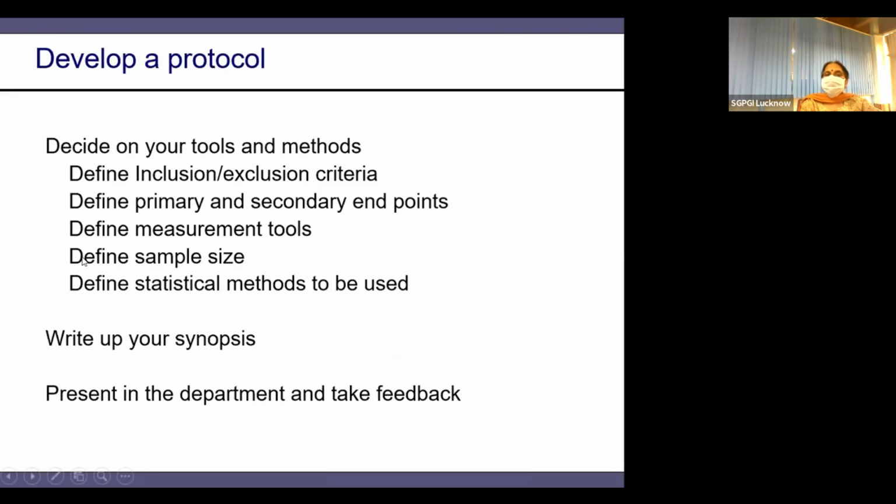So you decide on your tools and methods, you define your patient population very well, define very clear inclusion and exclusion criteria. To avoid any ambiguity, write it down. Define your primary endpoint, that is the primary question, and the secondary questions. Define your measurement tools. How would you measure it? If you're measuring blood pressure, would you measure by sphygmomanometer? Would you measure by electronic instrument? Would you do an intra-arterial blood pressure monitoring? So you need to be absolutely clearly defined.